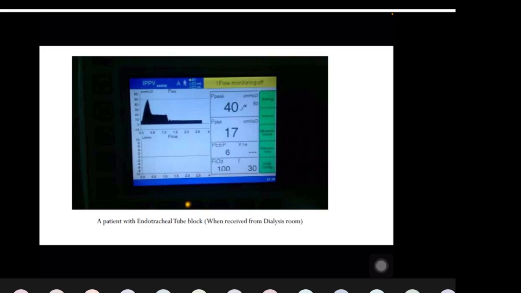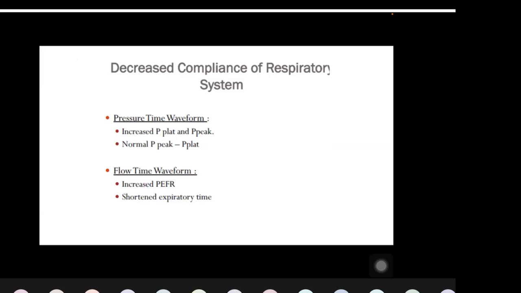So this is a patient with an endotracheal tube block. We can identify that the peak inspiratory pressure has reached up to 50 and the plateau pressure is on the lower side. So this much portion is constituted by the airway resistance. Now, decreased compliance of the respiratory system can be assessed again from the pressure time waveform, where the P peak as well as P plat will be elevated, but the P peak minus P plat value will be within normal limits.